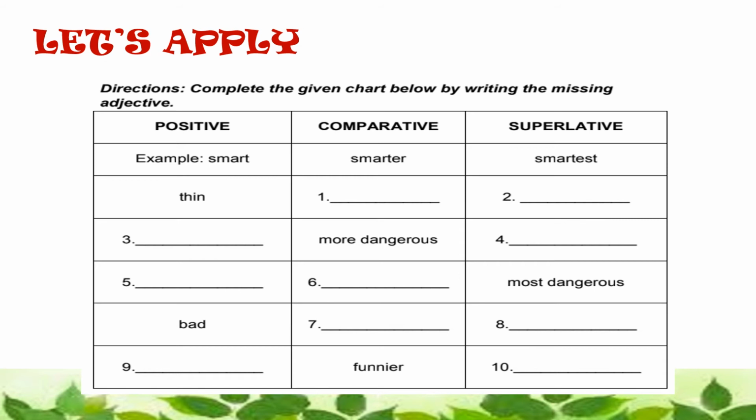Take note of this one. This is an irregular adjective, so bad. The comparative form of the adjective is worse, and the superlative is worst. This one, the given is comparative, which is funnier. The missing adjectives are the positive form and the superlative form. So the positive form of funnier is funny, and the superlative form of the adjective is funniest. Okay?